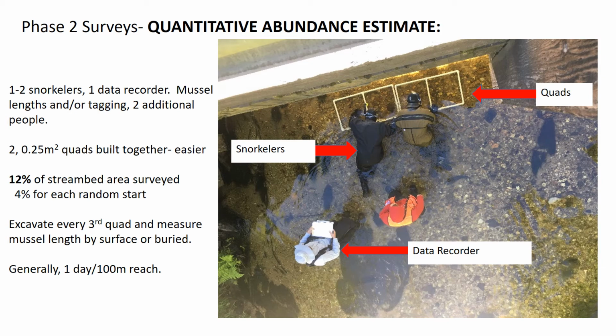When we built our quads, we built 2 0.25 meter squared quads, built them together. We found that that was a little easier to stay on track as we moved across the stream. We surveyed 12% of the stream bed area, 4% for each random start, and we excavated every third quad and measured mussel length by the mussels that were recovered on the surface and those that were buried. Generally, it took us 1 day to do a 100-meter reach with phase 2 surveys.